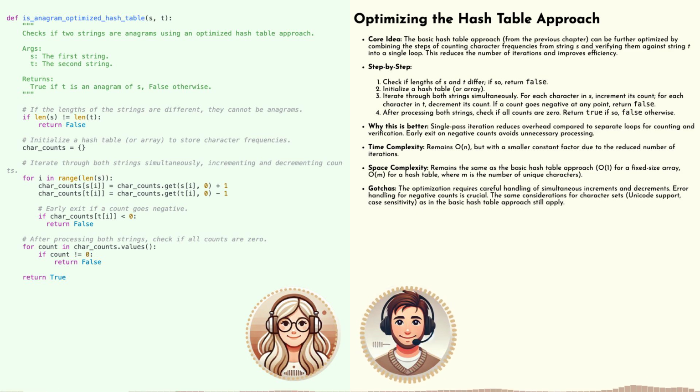Is there anything we should watch out for with this approach? Like any limitations? Yeah, the main thing is that fixed size array. Works great for lowercase English letters. But if we had Unicode characters, you'd probably need a hash map instead. Which might use a bit more memory. So again, trade-offs. Always trade-offs. Speed versus flexibility. Choose the right tool for the job.